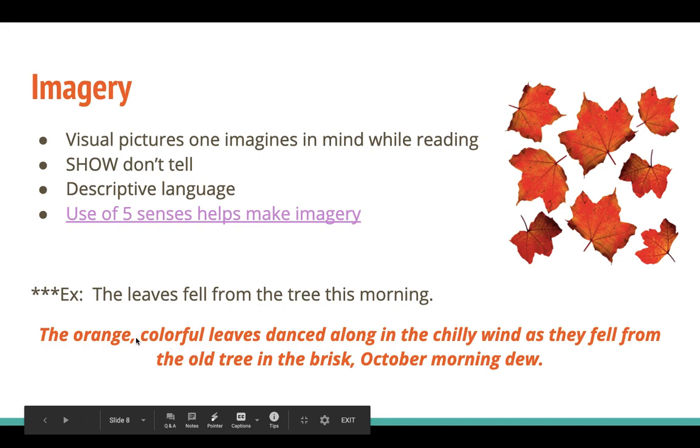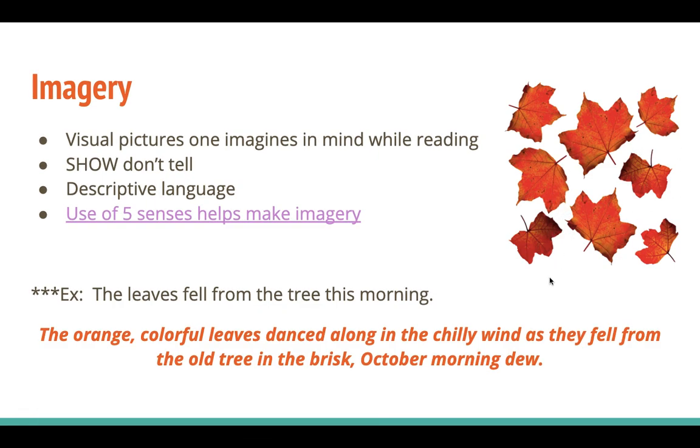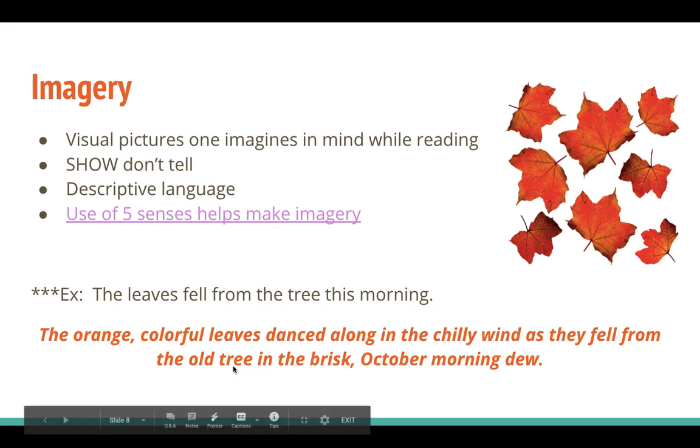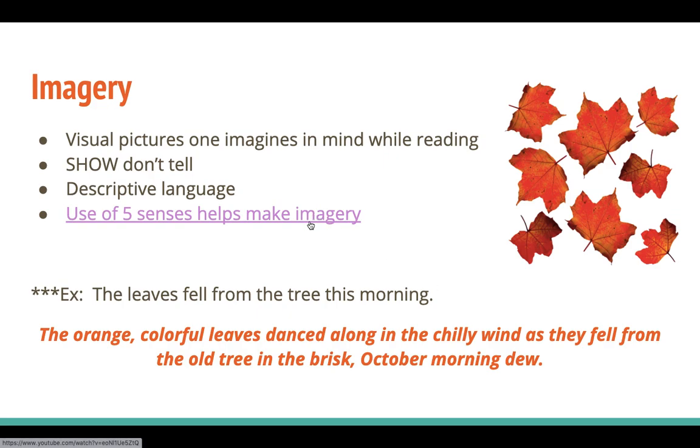Oh, dear Lord. I can see it in my head. I can see these orange leaves. Let's picture that. I am picturing these orange leaves dancing in the wind, and not just any wind, it's a chilly wind, as they fell from the old tree. So we went from tree to old tree, in the brisk October. I only gave you morning, but I changed it to a brisk October morning dew. The more descriptive you get, the better imagery it'll be. Again, try to use your 5 senses of seeing and tasting and hearing and all of that. That helps you with imagery as well.